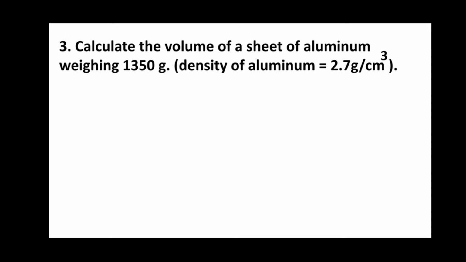Moving to the third question. Calculate the volume of a sheet of aluminium weighing 1350 gram. In the bracket, the density of aluminium is given as 2.7 gram per centimeter cube. Here we have to find the volume. Mass is given as 1350 gram and density of aluminium is given as 2.7 gram per centimeter cube.